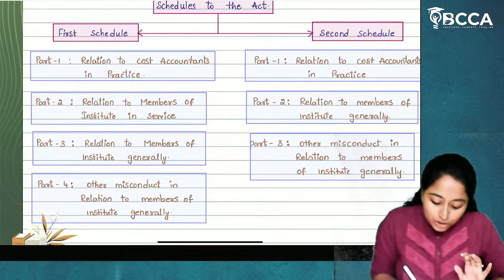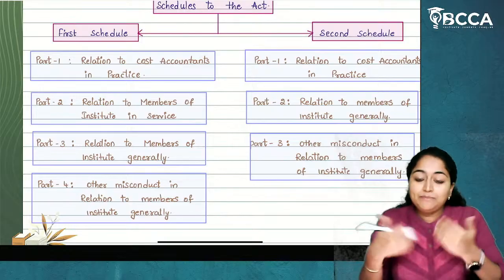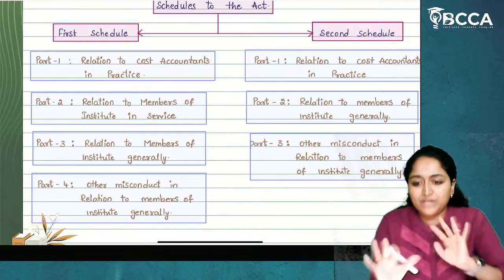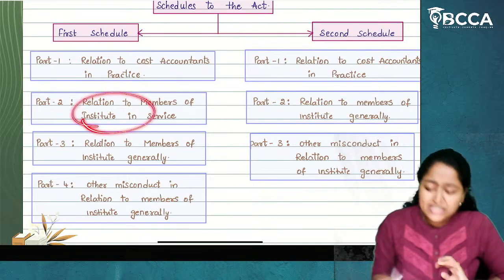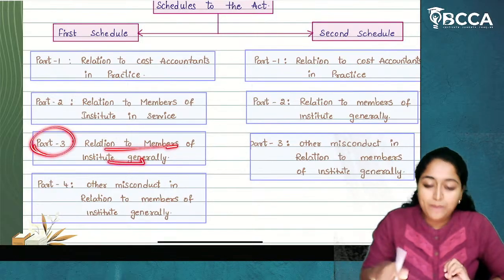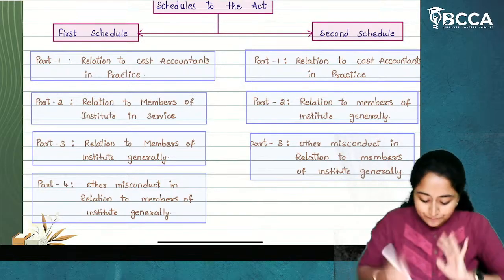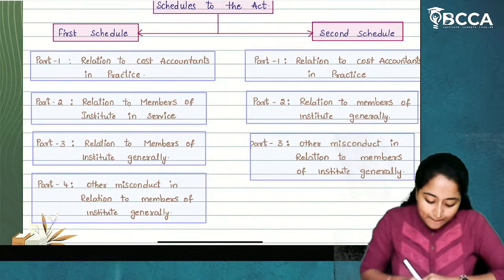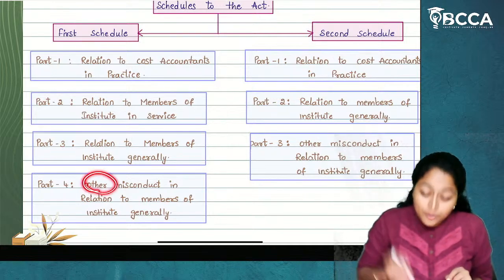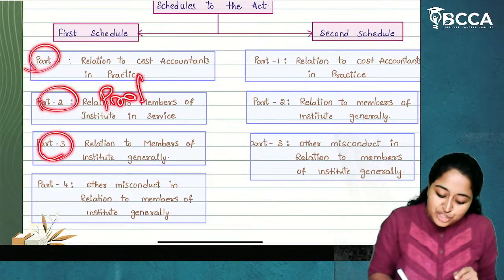Part 2 talks about professional misconduct in relation to members of the institute in service. He can be a member of the institute and be in service, either in employment or in practice, whatever it is. Then whatever activities are done will be treated as professional and other misconduct. Part 3, in relation to members of the institute generally. He should be a member, that's it. He could be in any kind of position. Part 4, other misconduct in relation to members of the institute generally. This is not about professional misconduct but other misconduct. Part 1, Part 2 and Part 3 talk about professional misconduct.